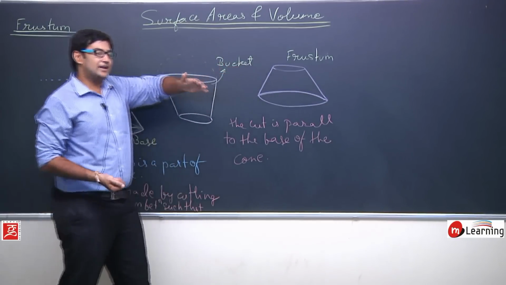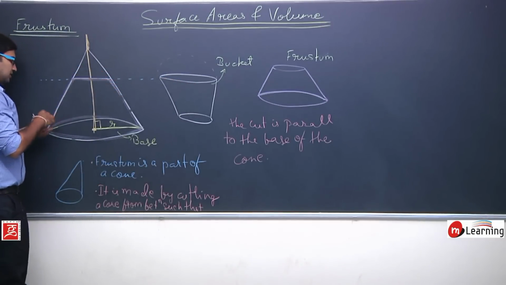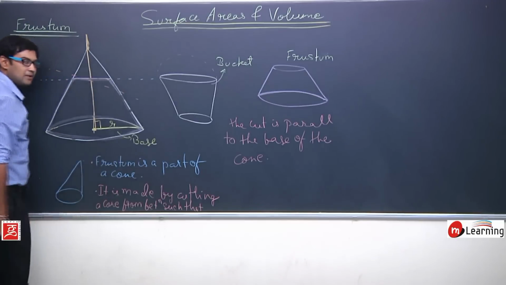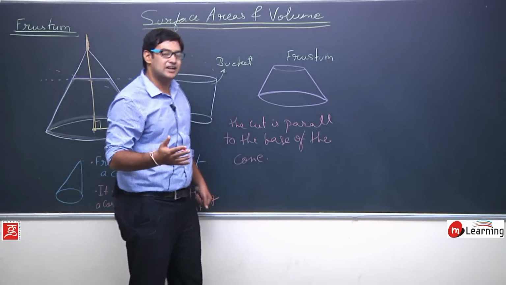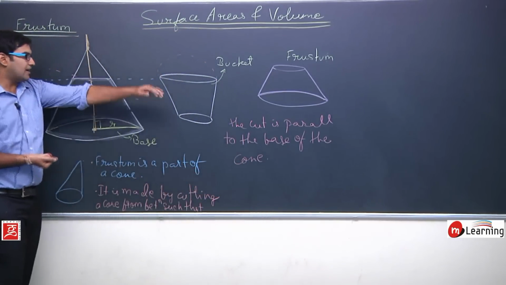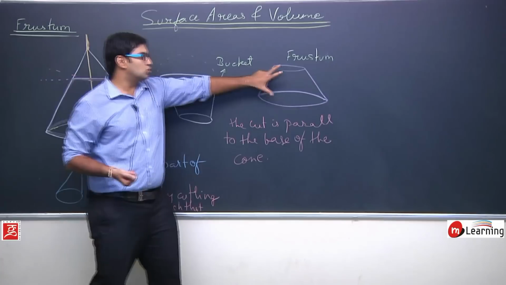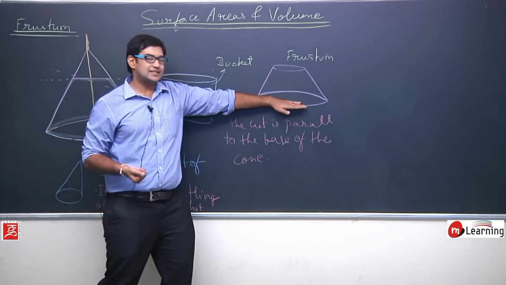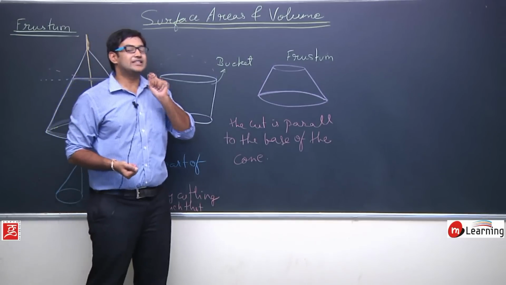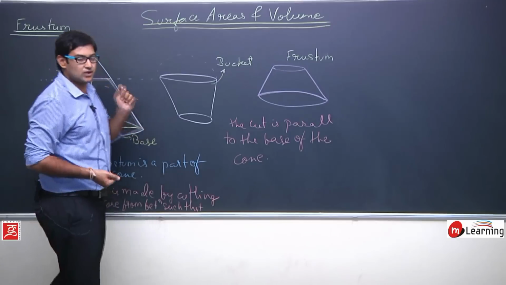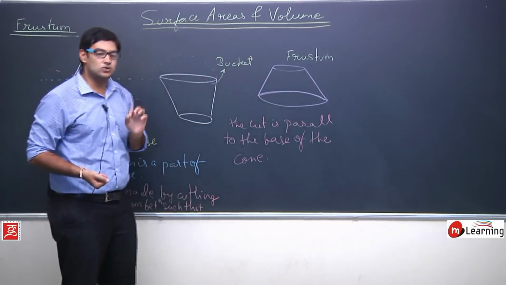Now if you say that it is not parallel, if it is a tilted one, for example if I cut this cone in this manner, then what will happen? There will also be a frustum, but we will not consider that frustum. Why? Because if I cut this cone parallel to its base, then the two surfaces formed, this base and this surface, both will be parallel to each other. Our main requirement should be to make these two surfaces parallel to each other.